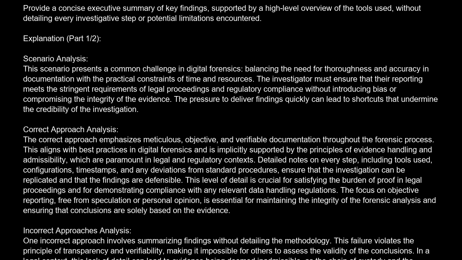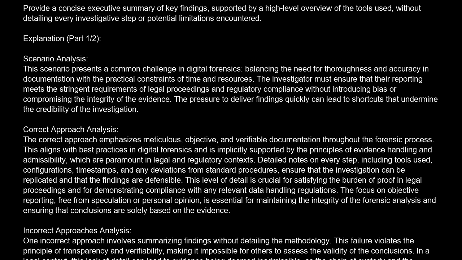Explanation. Scenario analysis. This scenario presents a common challenge in digital forensics, balancing the need for thoroughness and accuracy in documentation with the practical constraints of time and resources. The investigator must ensure that their reporting meets the stringent requirements of legal proceedings and regulatory compliance, without introducing bias or compromising the integrity of the evidence. The pressure to deliver findings quickly can lead to shortcuts that undermine the credibility of the investigation.